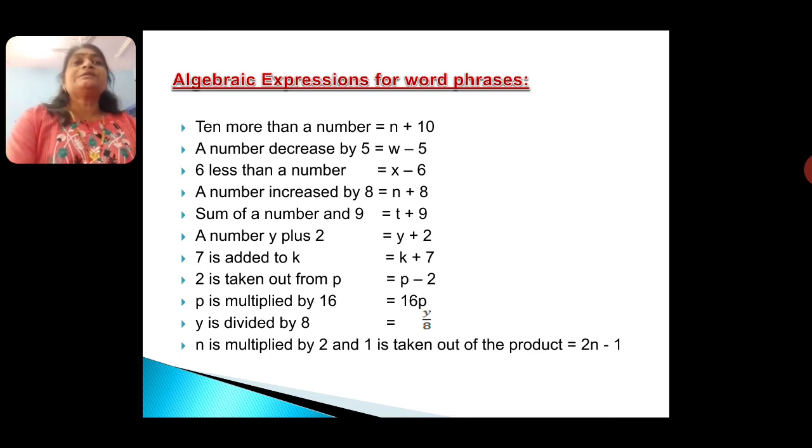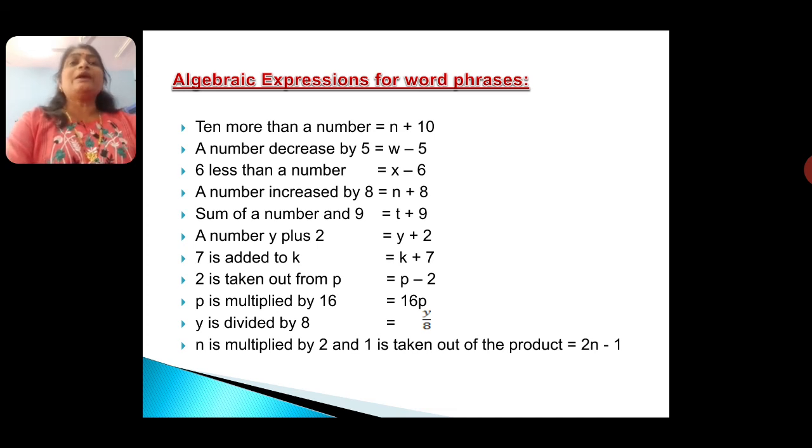Next, sum of a number and 9. Using t for the number, the algebraic expression is t plus 9. Now next example, 7 is added to k. k plus 7 is our algebraic expression. 2 is taken out from p. Taken out means subtraction. Therefore, our algebraic expression is p minus 2.